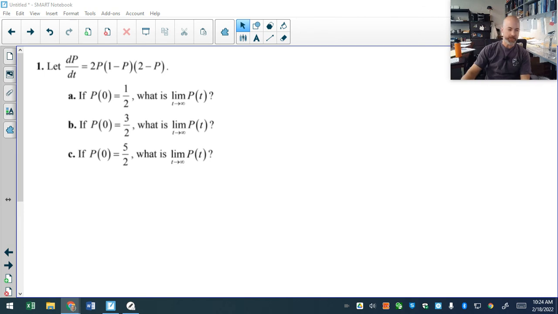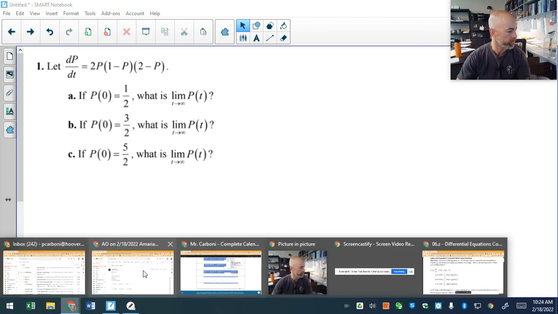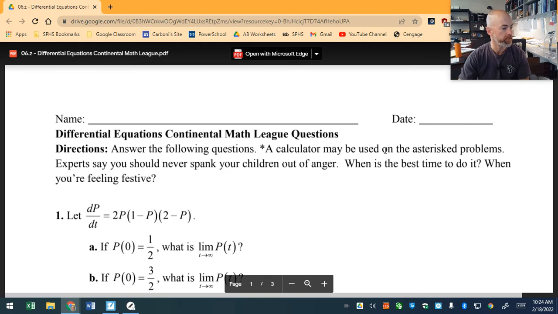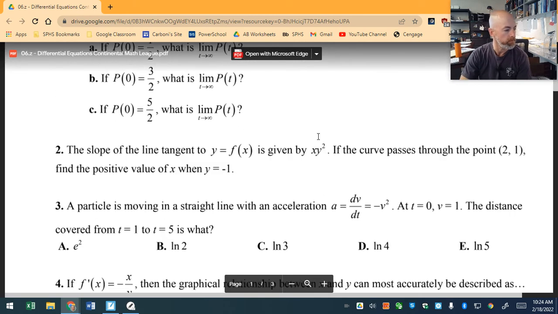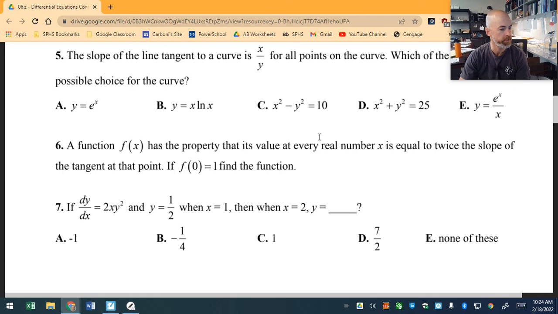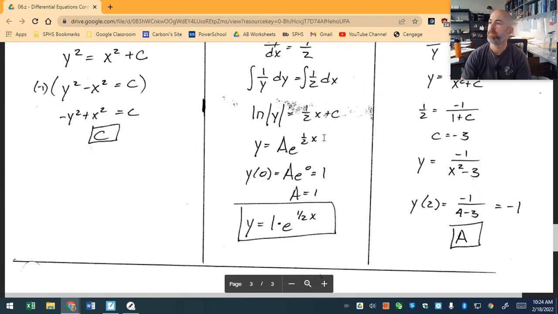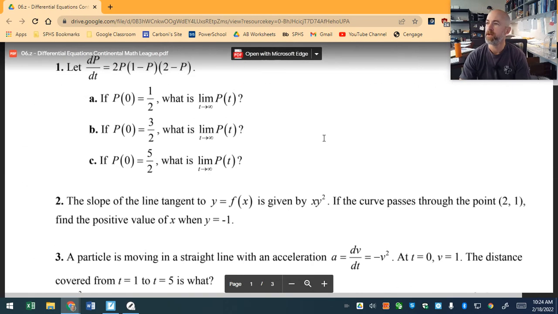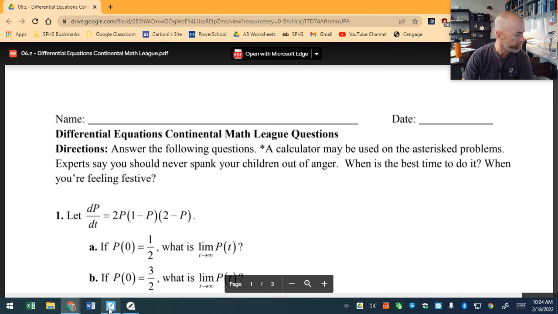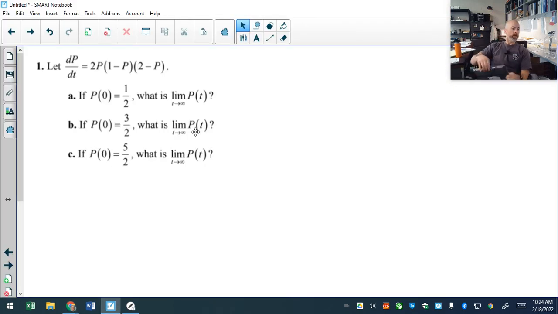So on that Continental Math League sheet, did y'all find it? It looks like this. And it's got 7 questions, and the answers to it are on my webpage. So if you want to go back and double check and do some more of them for practice, you can. So let's look at this one. We have a differential equation, 2p, 1 minus p, and 2 minus p. And they give you 3 different initial conditions. And for each initial condition, what is the limit as t approaches infinity?